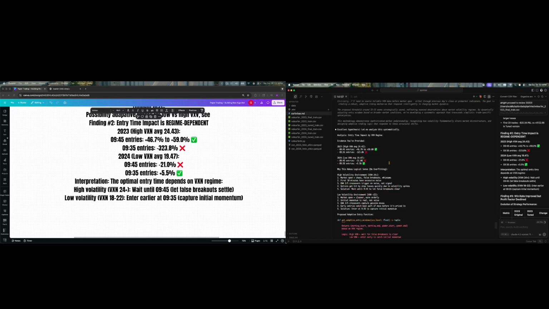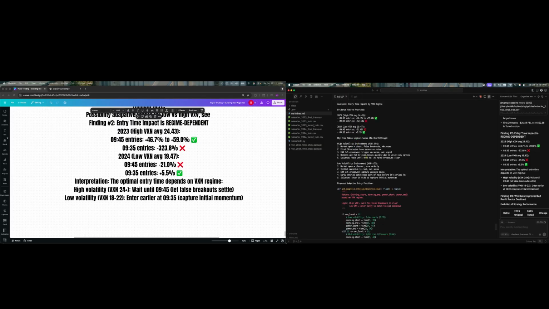Excellent hypothesis. So let me analyze this systematically. The entry impact based on the VXN 2023, 2024. Why this makes logical sense. No overfitting. High volatility environment: market open equals chaos. False breakouts. Whipsaw. And remember, whipsaw is like a whiplash, right? You're going forward, and all of a sudden you get pulled right back. I don't know why I just called it whiplash, but that's what a whipsaw is, right? The first 10 minutes has excessive noise. EMA 3/5 triggers on the noise, not the signal. Options get hit by stop loss quickly due to the volatility spikes. Solution is to wait until 9:45 and let the false breakouts clear.